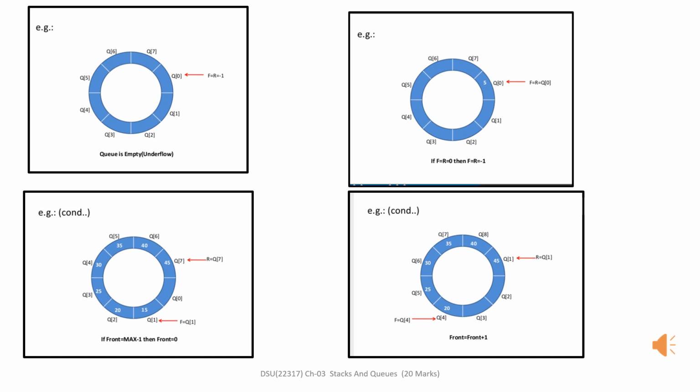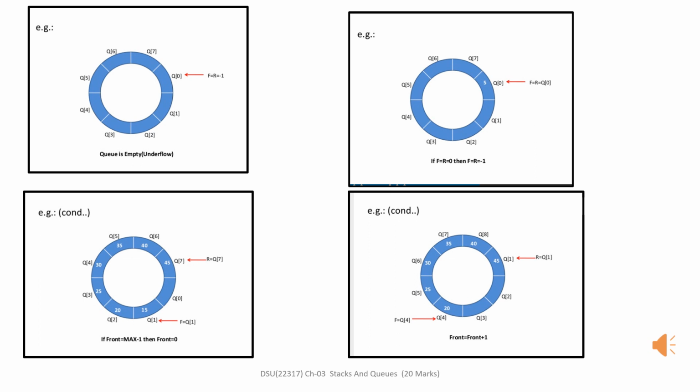See here, first the queue is empty, which means queue underflow condition, meaning there is no element in the queue. That's why we can't delete an element from the queue, and it will raise the underflow condition. Then if f is equal to r is equal to 0, then f is equal to r is equal to minus 1. Means if the queue is empty, then we have to insert the element at the 0th index.